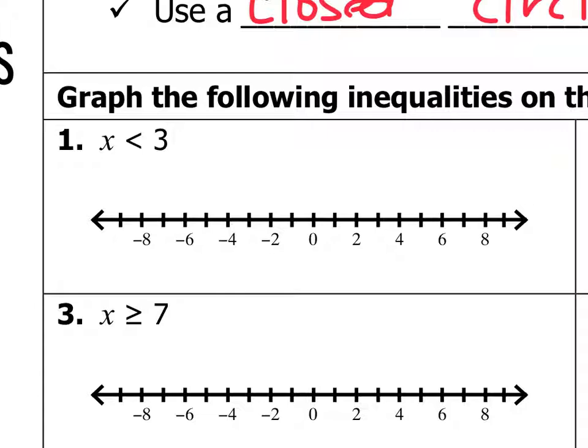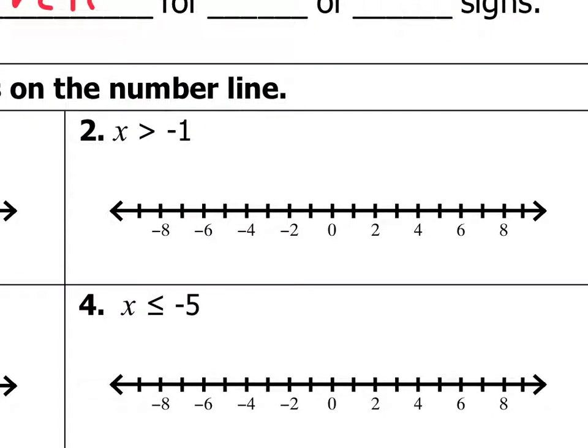So we're going to go to 3, which is in between 2 and 4. So there's 3. Now, am I going to put an open or a closed circle? Open. And then it's less than, so I shade to the left. Again, I'm graphing it above the line so you can see it a little bit better. I don't care if you graph it on the line or above the line as long as I can see it.